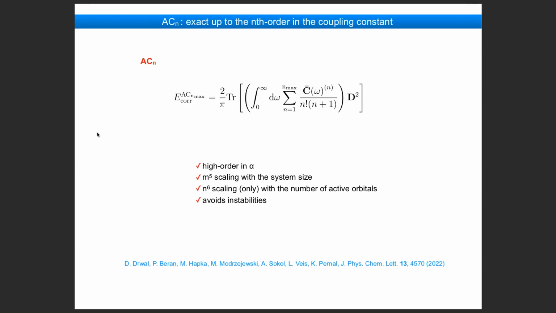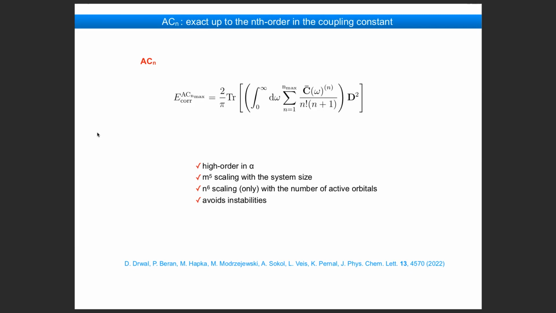I will not show very large today, maybe 40 active orbitals, but we are now running calculations for 50, 60. There's also the question of whether you need such large active spaces, but if you do, you can apply these methods. So this is something you cannot do with perturbation methods.